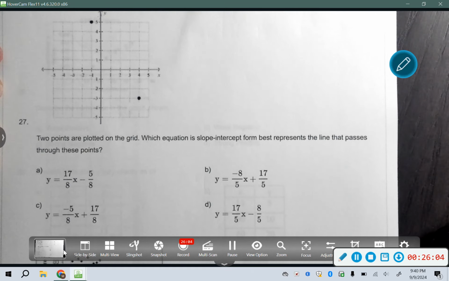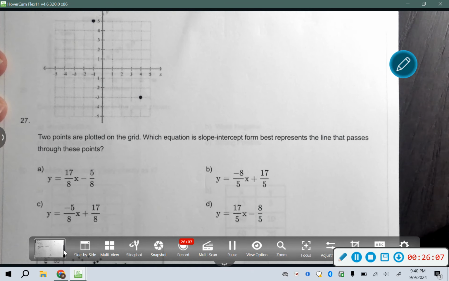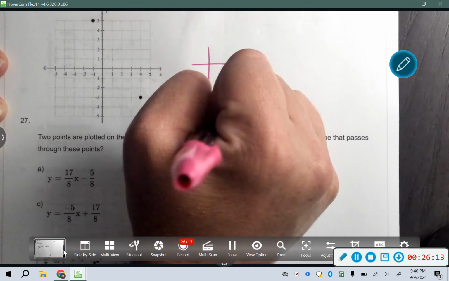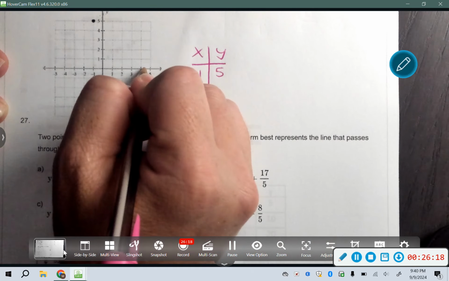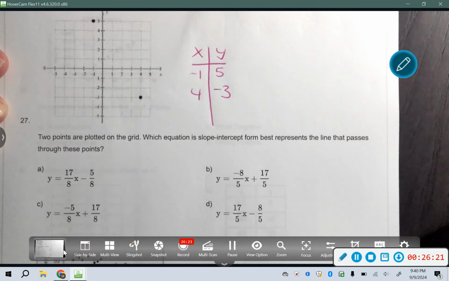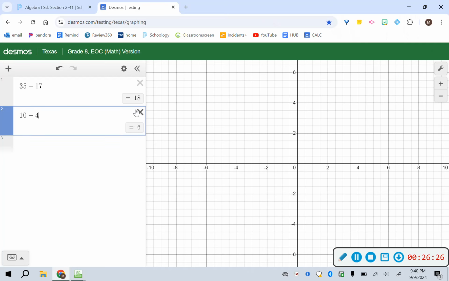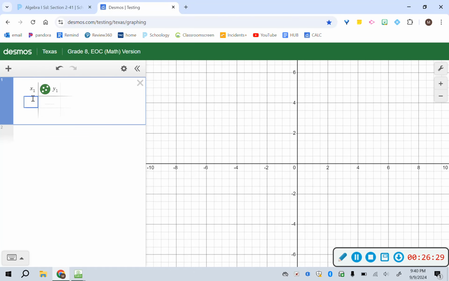27. I'm given 2 points. It says the points are plotted on the grid. Which equation in slope-intercept form best represents the line that plots to these 2 points? So we're going to build a table and put those 2 points: -1, 5, and 4, -3. And we are going to use y1 squiggle.